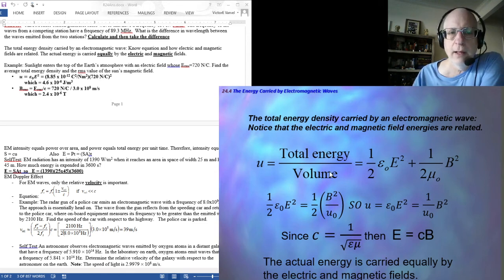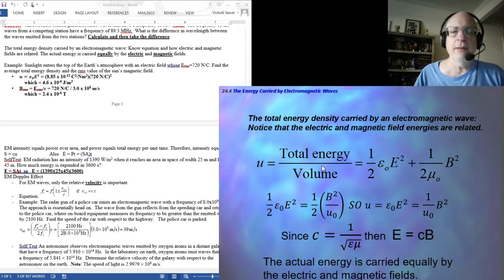that volume. Now, for electromagnetic waves, it turns out that energy density is equal to 1/2 epsilon naught, the electrical permittivity, times the electric field strength squared, plus 1/2 mu naught, which is the magnetic permeability of free space, times the magnetic field strength squared. Now, this equation isn't so important. But what I do want you to know is that U, energy density, is equal to total energy per volume.